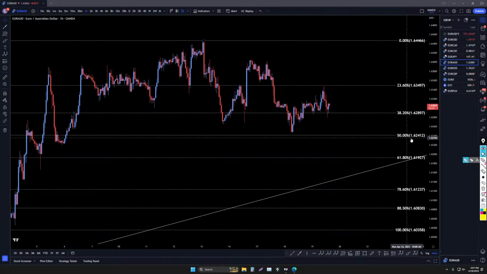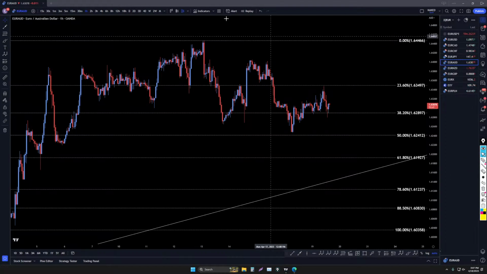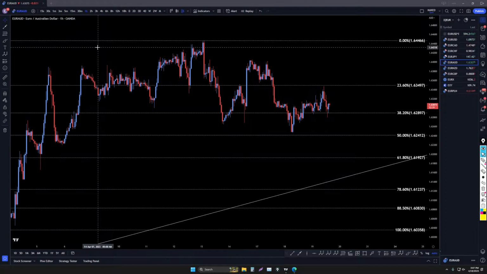I definitely think that we have a 3-way pattern already. A, B, C. We have a break of structure. We have a pullback. At the end of the pullback is probably going to be the safer entry to go long for the continuation of the uptrend. So I'm definitely thinking that the better opportunity is going to be looking for longs on this also.